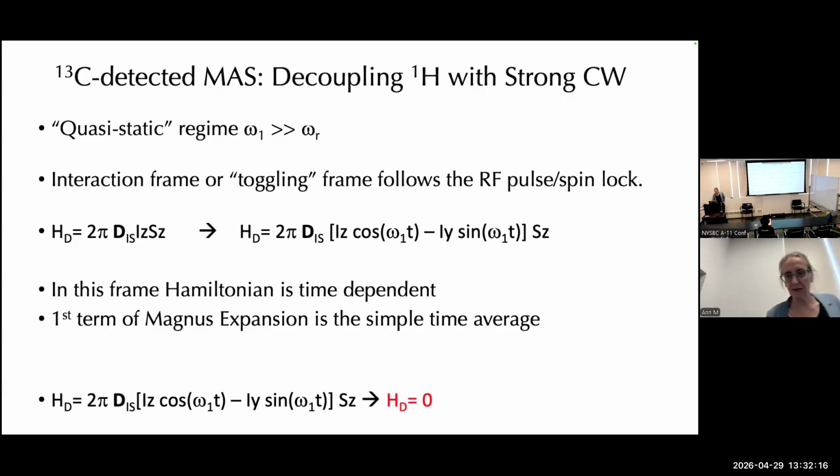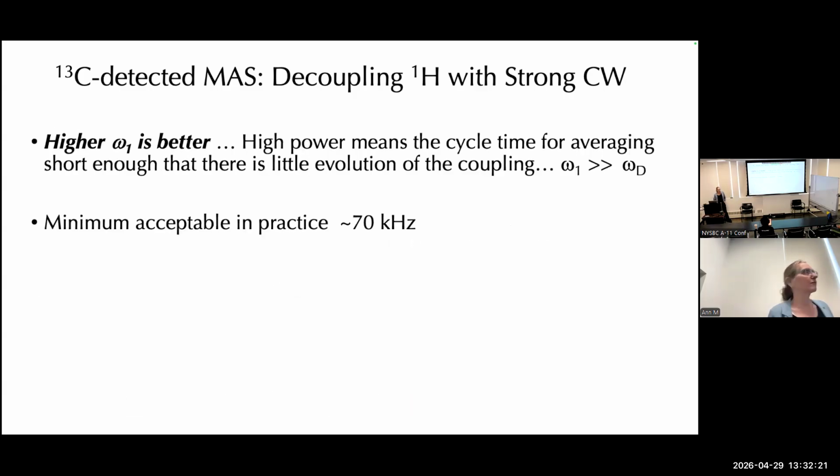This picture doesn't explain everything. It's really nice. It uses tools that we've developed. It's very intuitive, but it actually doesn't explain all the spectroscopy that is out there. So we know that probably a stronger RF will be better. High power means that the cycle time for averaging becomes short, and then there would be less evolution of the coupling, and maybe you could come closer to pretending that every carbon only has one proton. Maybe you don't have enough time during one CW irradiation cycle to get out to the more remote spin. So that's the hope. Again, a very intuitive physical picture without any math to go with it.